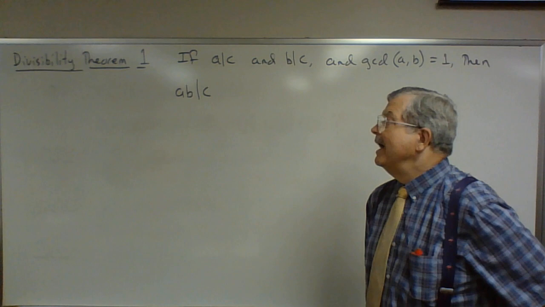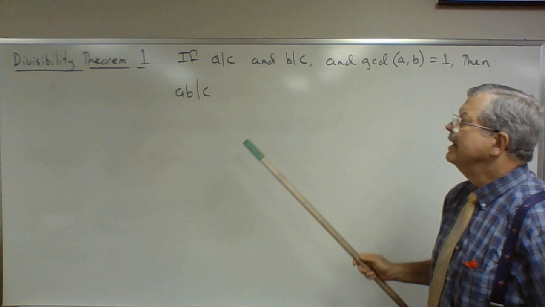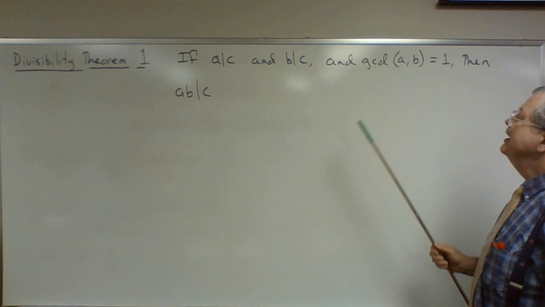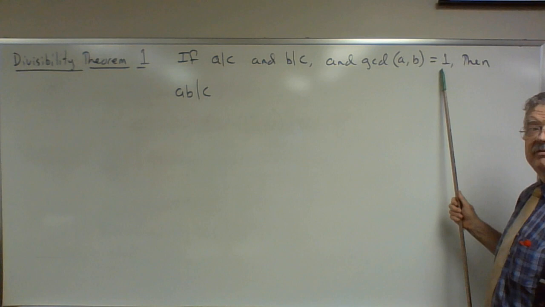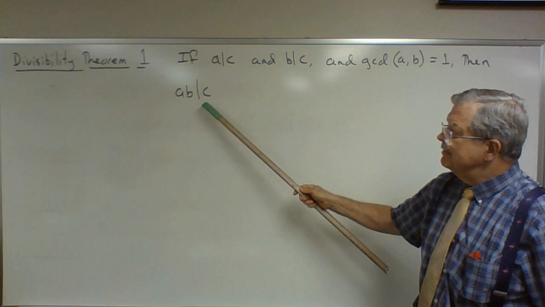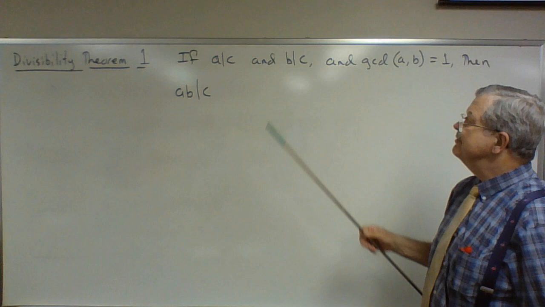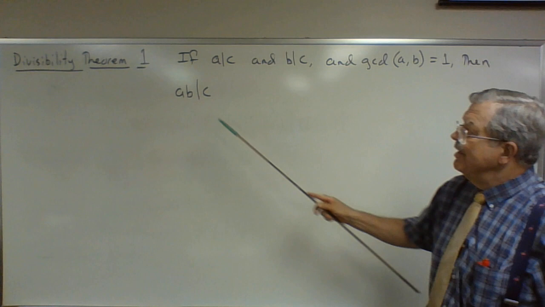Okay, I'm going to call this divisibility theorem 1. If A divides C and B divides C, and the greatest common divisor of A and B is 1, in other words, if A and B are relatively prime, then their product divides C. If A is a divisor of C, B is a divisor of C, and A and B are relatively prime, then their product is also a divisor of C.